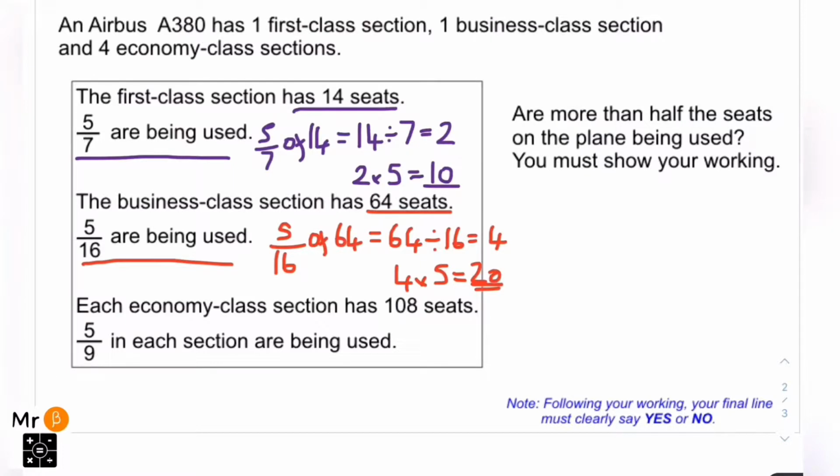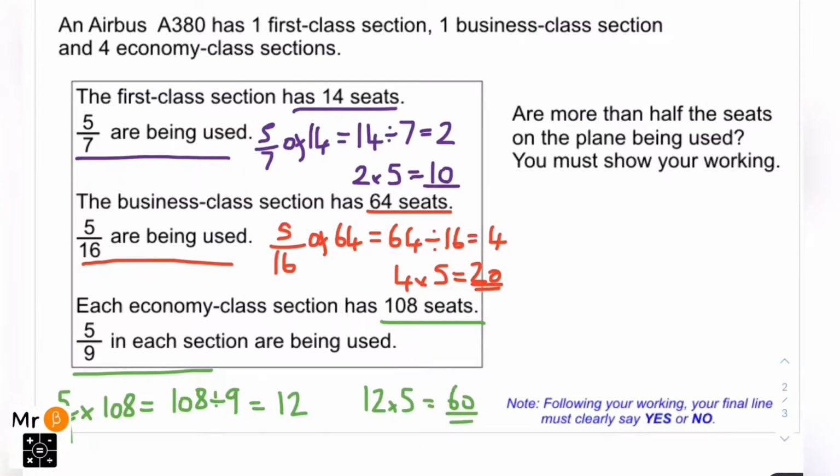Our last part of the question. So in economy we have 108 seats and 5/9 are being used. So this time we need to work out what 5/9 of 108 is. So again we're going to do 108 divided by 9. If this was in a calculator paper, you would use your calculator. If not, you either do it in your head or you do the bus stop method. So 108 divided by 9 is 12, and then 12 times 5 is 60. So again we've got 60 seats being used.